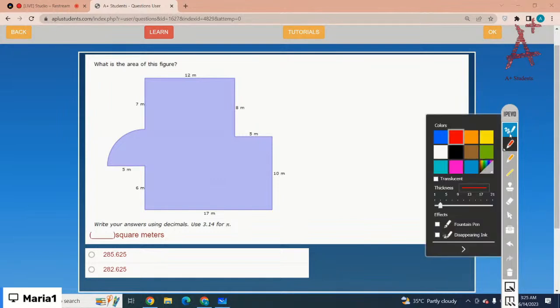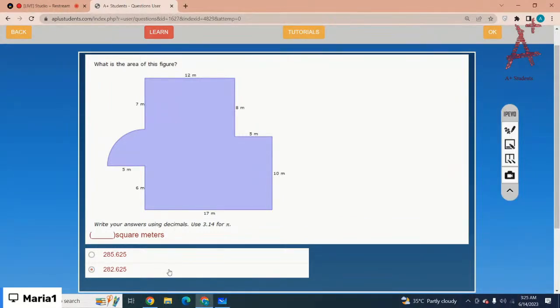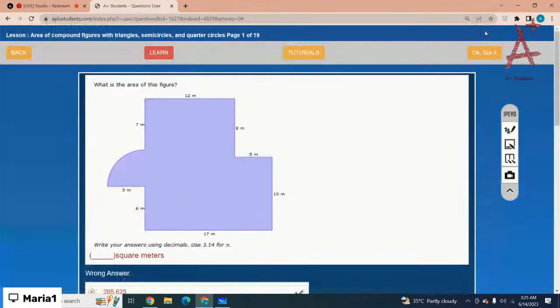Let's just guess the answer. It would be 282.625. Oh, that would be option number 1. Got it? Okay, let's just move on to next lesson.